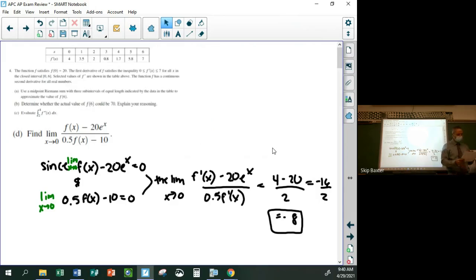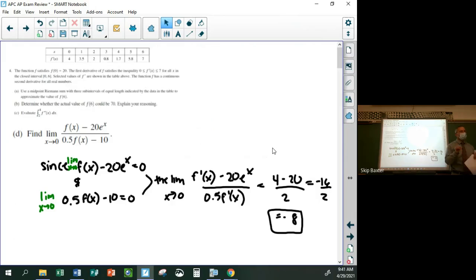Okay, this was a kind of a long free response question. It was 4 parts, and it involved a lot of different things. It had Riemann sum, FTC part 2. It had an estimation question that dealt with definite integrals. It had FTC part 1, and then it had L'Hopital's rule. That's a lot of different things that they're testing in one question.